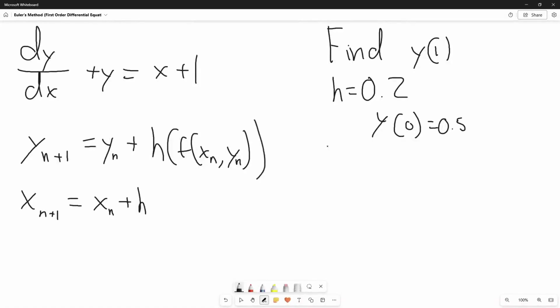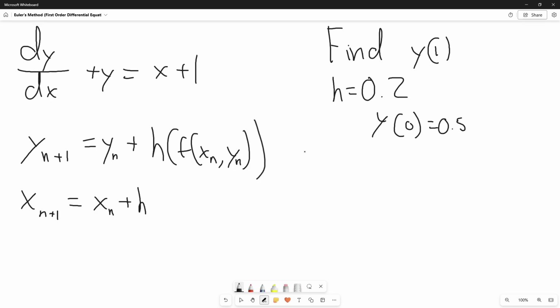So let's have a problem using Euler's method. And when you use Euler's method, you are finding the value of your solution at a certain point. So for this one, it's the value of y at a certain x value. And in this we're going to find y of 1, or y at x equals 1. And we're given that y of 0 is equal to 0.5.